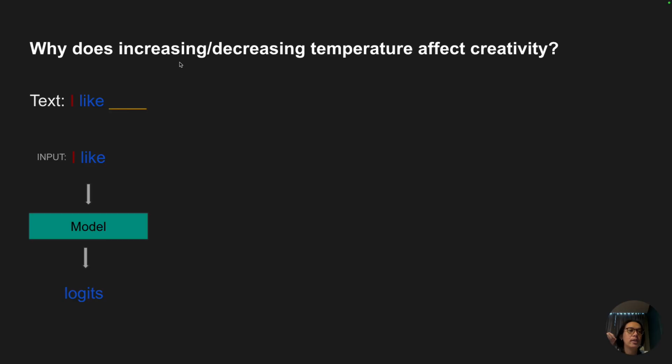Why does increasing and decreasing temperature affect the model's creativity? For example, we are trying to predict the next token for the sentence "I like". What should be the next token? So we give the input "I like" to the model. It will give output logits. This is the raw output from the model.